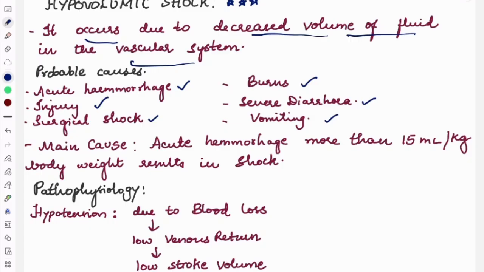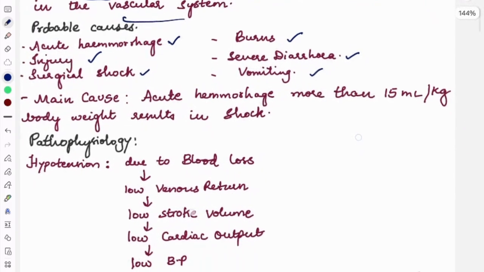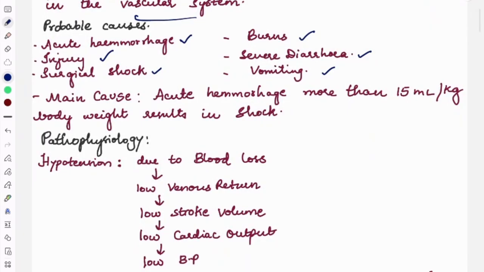Diarrhea and vomiting are the most common causes, and in severe cases they can lead to hypovolemic shock. But the main cause of hypovolemic shock is acute hemorrhage: blood loss of more than 15 ml per kg body weight results in shock. This is the number you need to remember. If the blood loss exceeds this, it will lead to hypovolemic shock. This is the main cause.